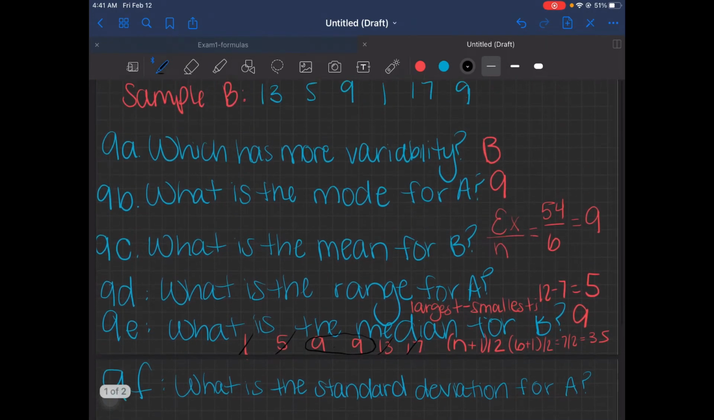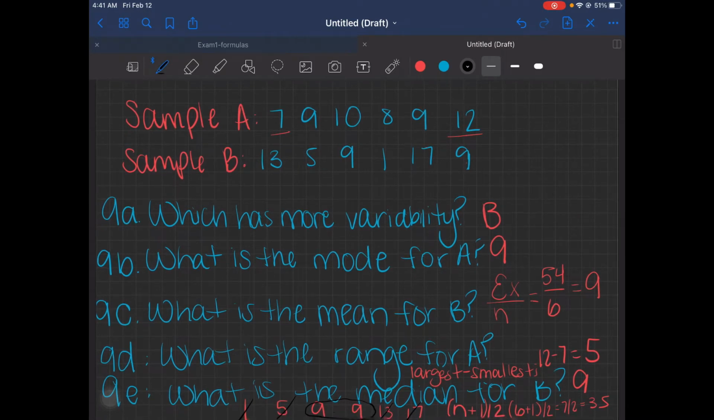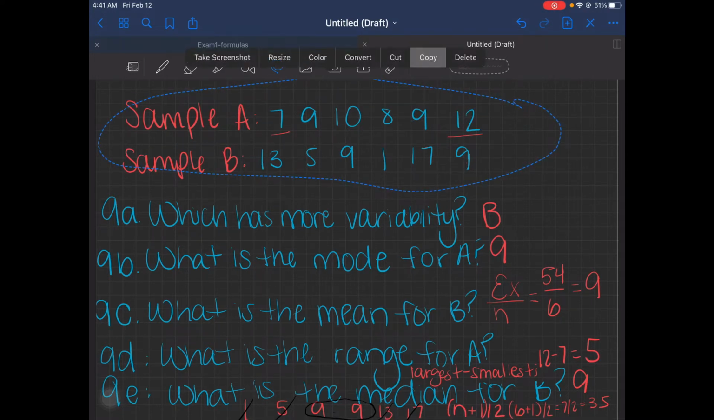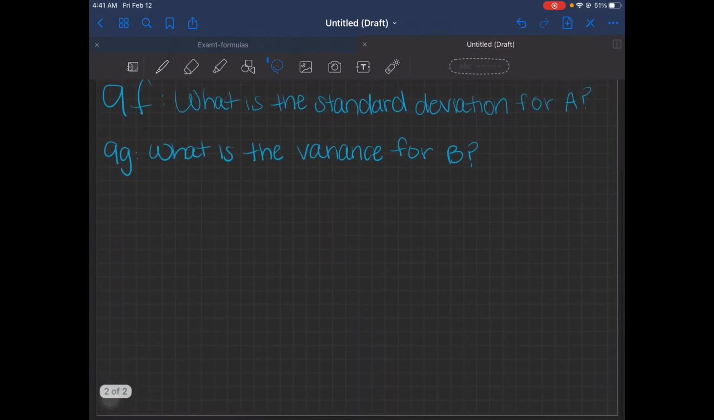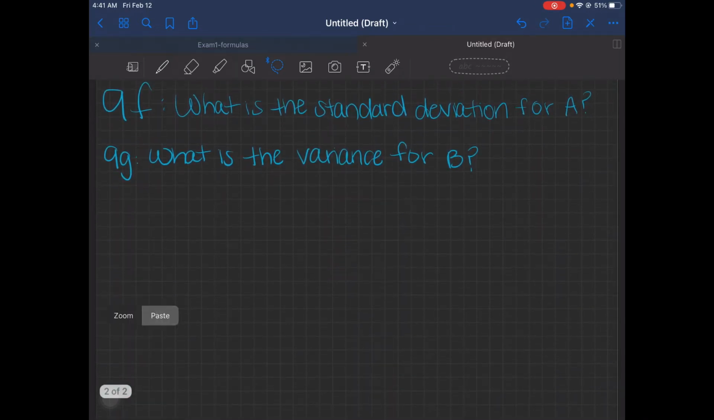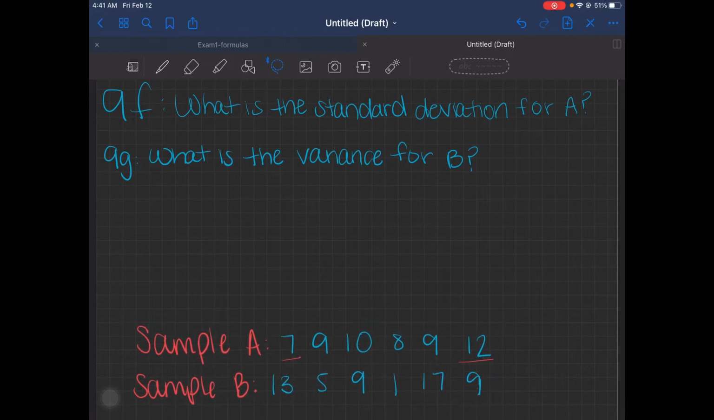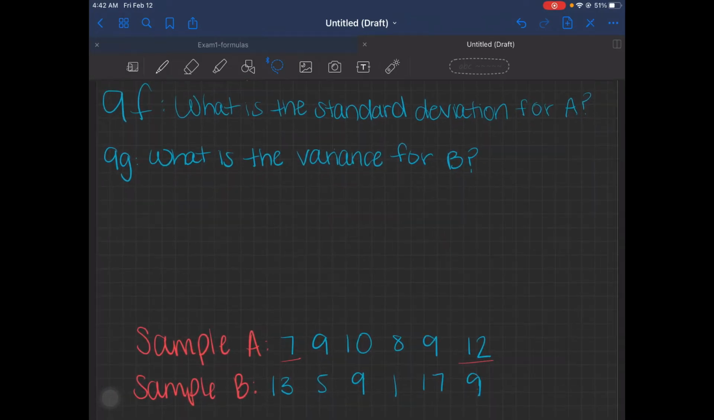Our next question is asking for the standard deviation of sample A. I am going to copy these and put them down here on the second page so that I don't have to keep scrolling back up. Okay, so standard deviation. For this, I am going to look over at my formula sheet. Let's do this instead, just so we have room.